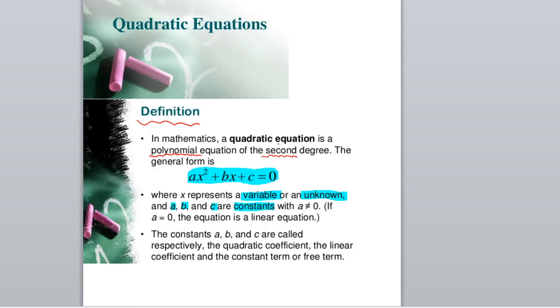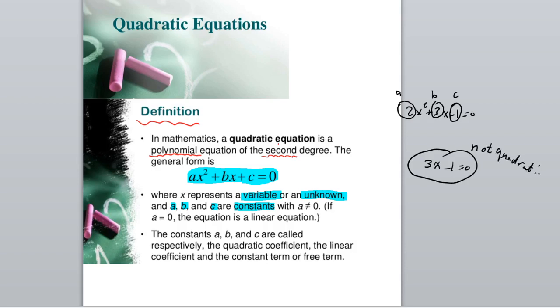Okay, for example, let's take some examples. I write here in this region some examples. For example, 2x squared plus 3x minus 1 equal to 0. This is a quadratic equation. a is equal to 2, b is equal to 3, and c is equal to negative 1. Now if a equals 0, it means 0x squared, so the x squared will disappear, and it will be only 3x minus 1 equal to 0. This is not a quadratic equation. It's called a linear equation.